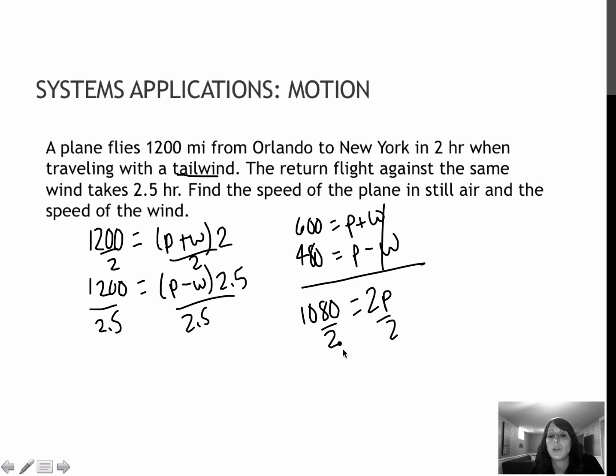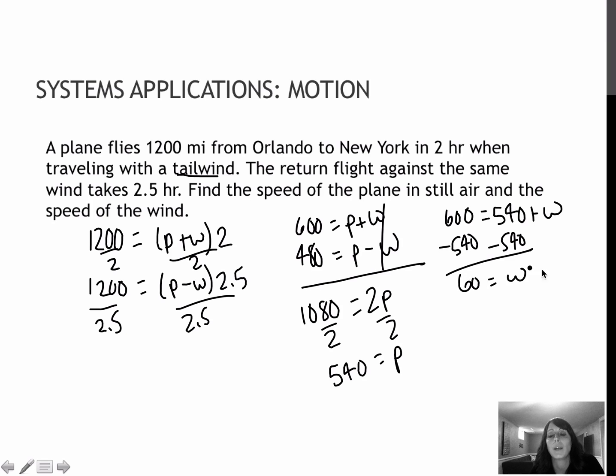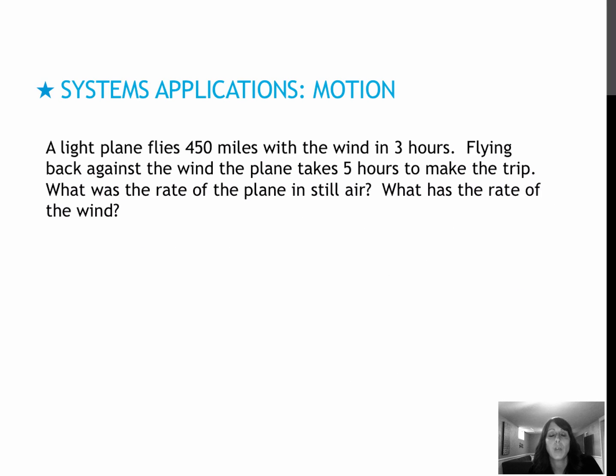If I divide by 2, I find that 540 equals P. Again, I choose to plug it back into this first equation to find that W must be 60, and I would write a sentence that said the speed of the plane is 540 miles per hour, and the speed of the wind is 60 miles per hour. Try this last one on your own, then press play to see how you did.